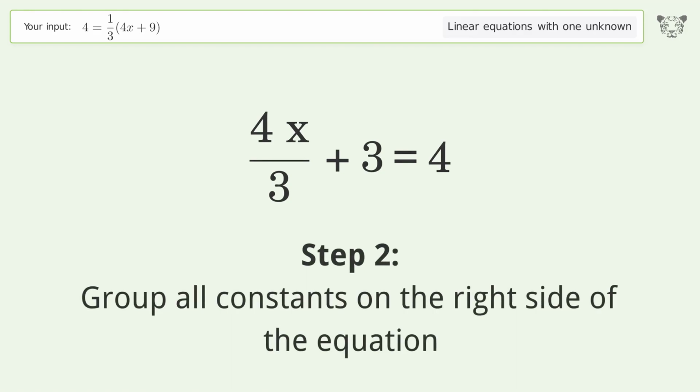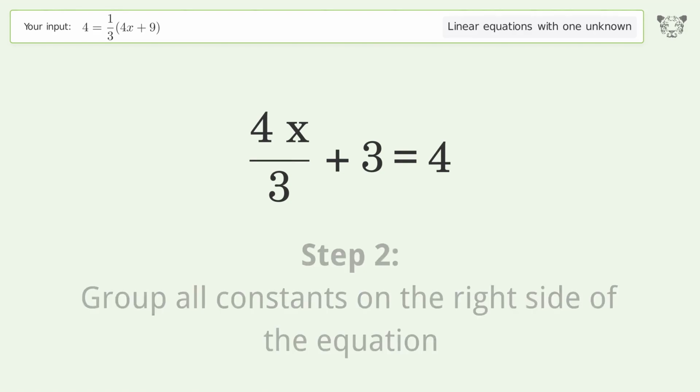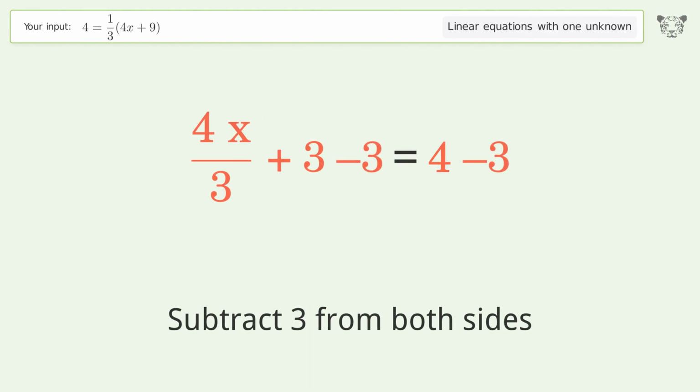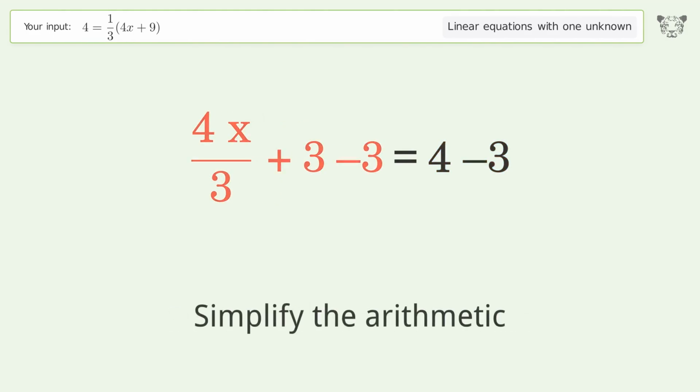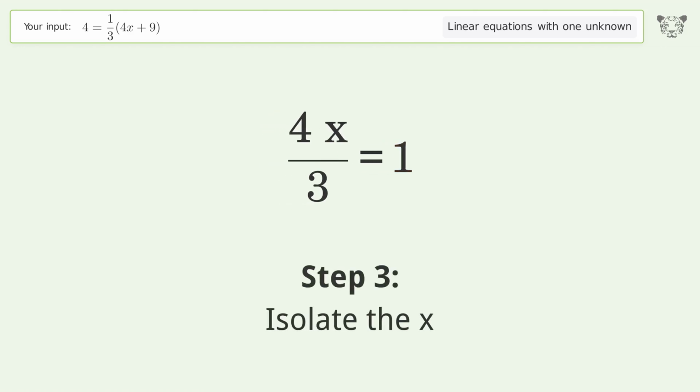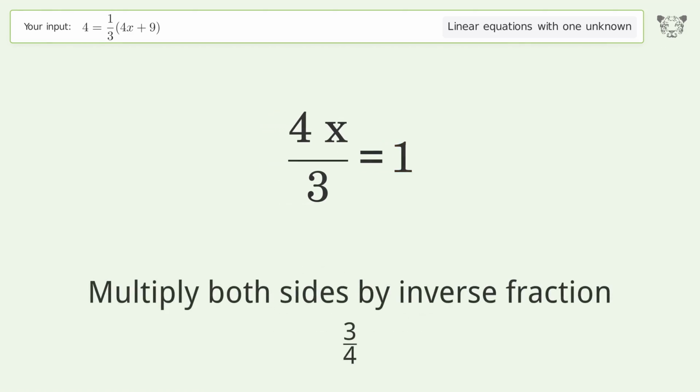Group all constants on the right side of the equation. Subtract 3 from both sides. Simplify the arithmetic. Isolate the x. Multiply both sides by inverse fraction 3/4.